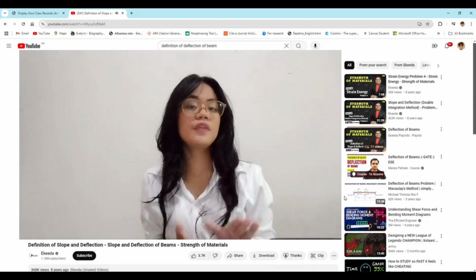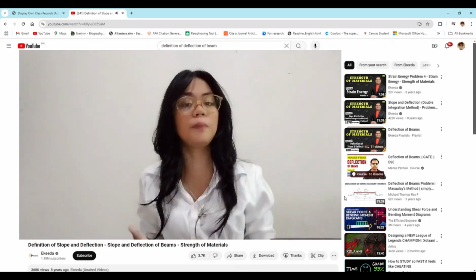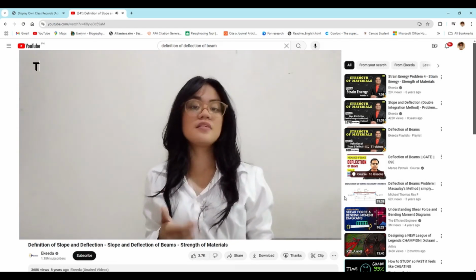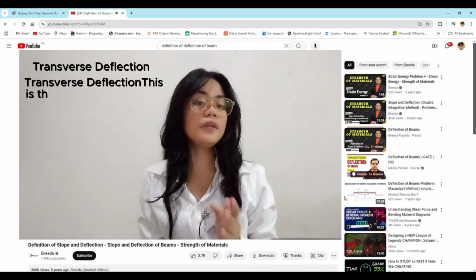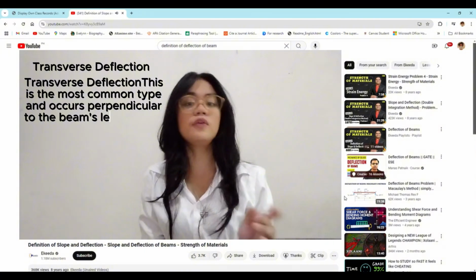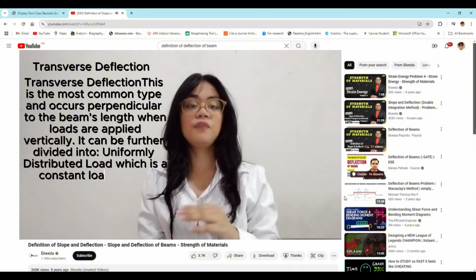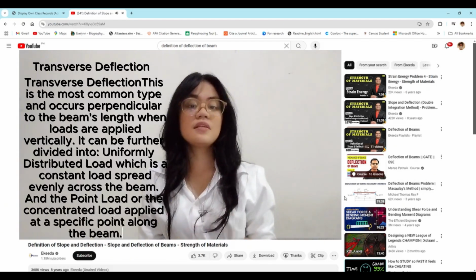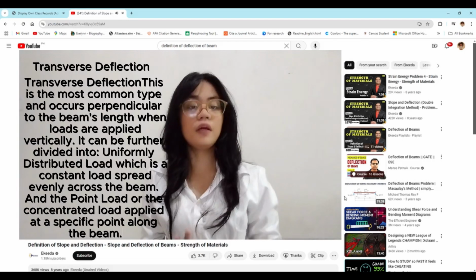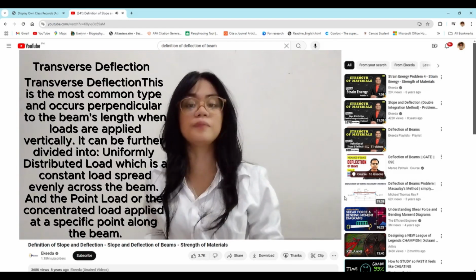Now, there are 5 types of beam deflection based on the nature of the loading and the resulting deformation. First is the transverse deflection. This is the most common type and occurs perpendicular to the beam's length when loads are applied vertically. It can be further divided into uniformly distributed load, which is a constant load spread evenly across the beam, and the point load or the concentrated load applied at a specific point along the beam.